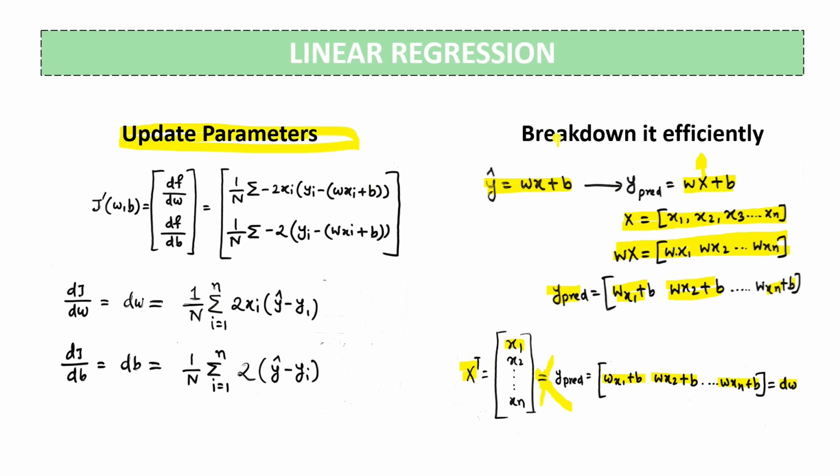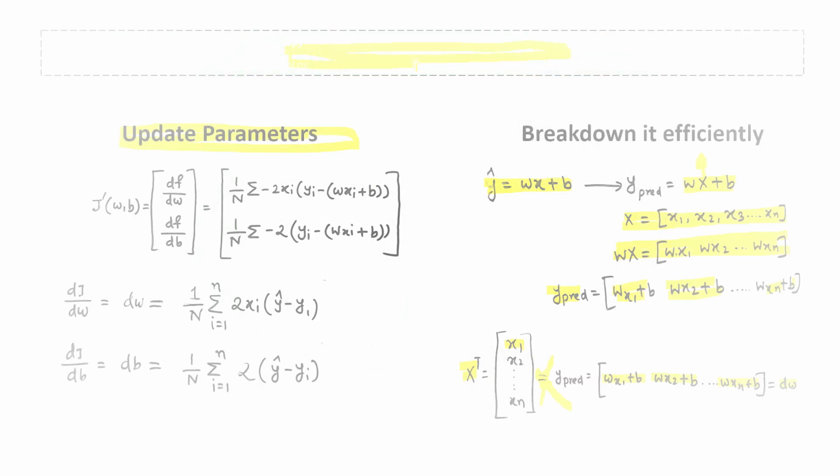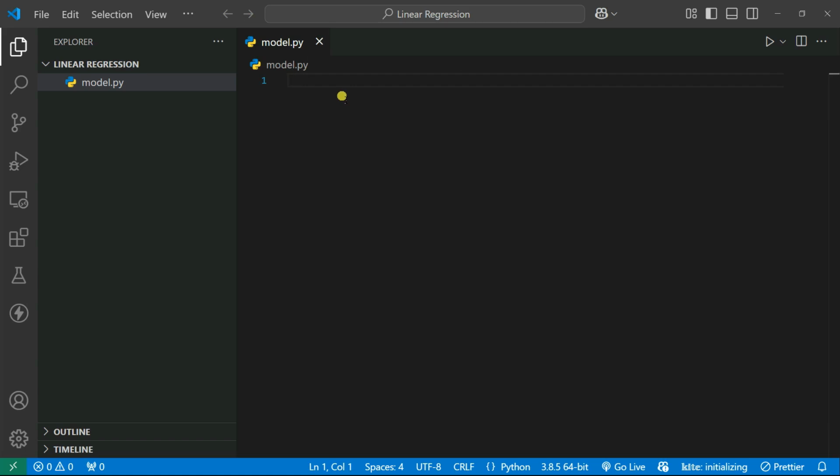Now what I can do is simply implement this linear regression using Python without using any module like Scikit-Learn. So you're already creating here a folder called linear regression, and a file called model.py. So first, we're going to import numpy as np. Then we're going to import matplotlib.pyplot as plt.